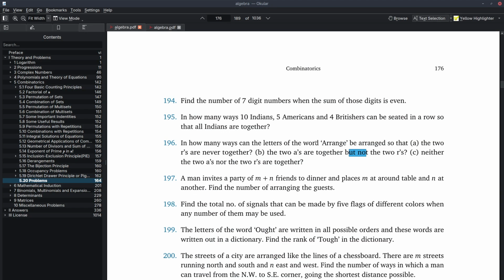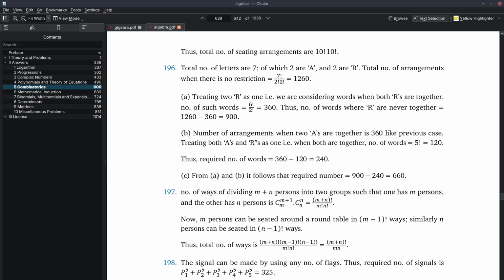And C is that neither the two A's nor the two R's are together. So from A and B, we find that the required number would be 900, that is this condition, minus 240. That would be 660.